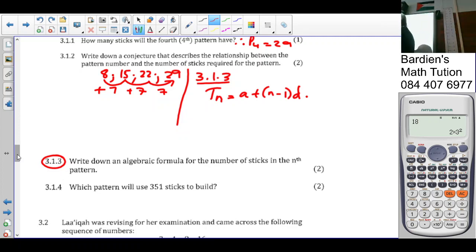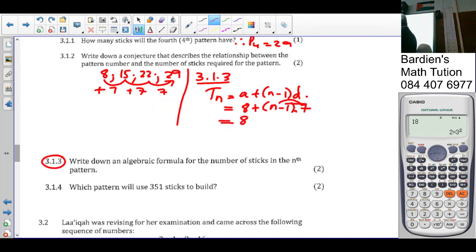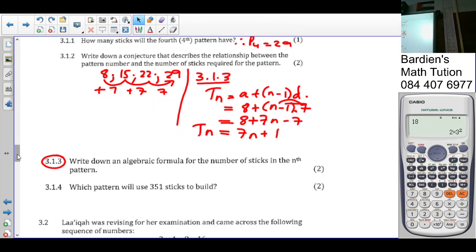Yes. So what's my first term? Tn equals 8 plus n minus 1 times 7, because 7 is your common difference now. You all agree with that? So you multiply this in, I get 8 plus 7n minus 7. So it's 7n plus 1. That's my general term. Any confusion?